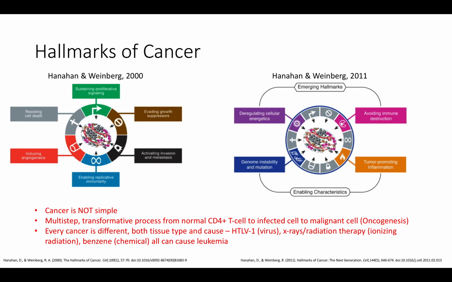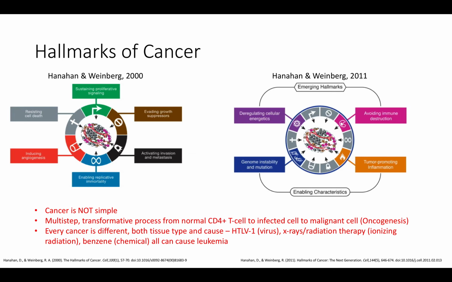It can change the metabolic pathways that are used in a cell. It can send out signals to avoid the immune system completely. So there are many things that go wrong within cancer. It's not simply mutate and then you have a malignant cell. So cancer is not simple. It is a multi-step transformation. And in the context of our virus, HTLV1, the process is from an infected CD4 T cell to a malignant CD4 T cell. And this process is what we call oncogenesis.